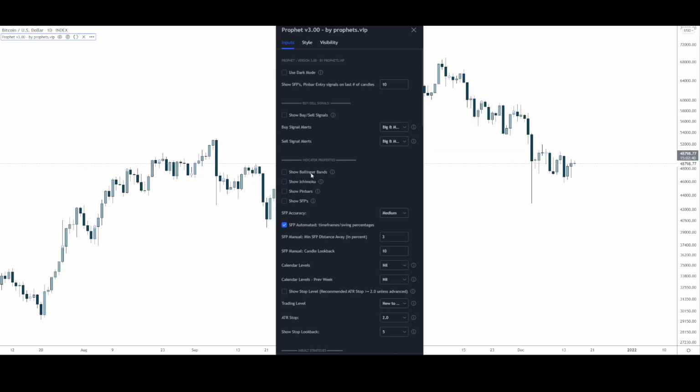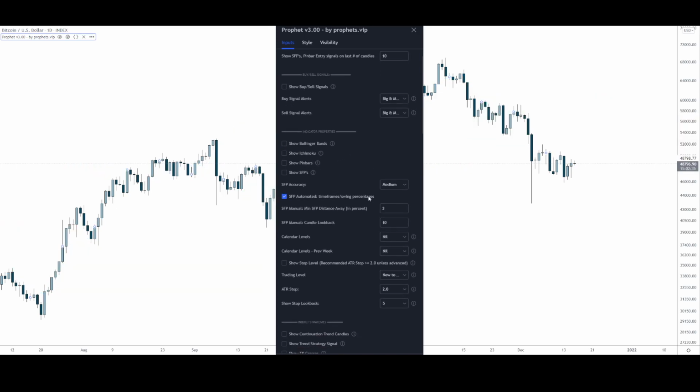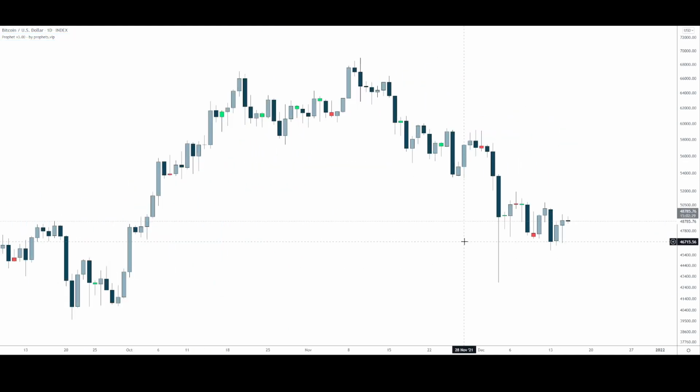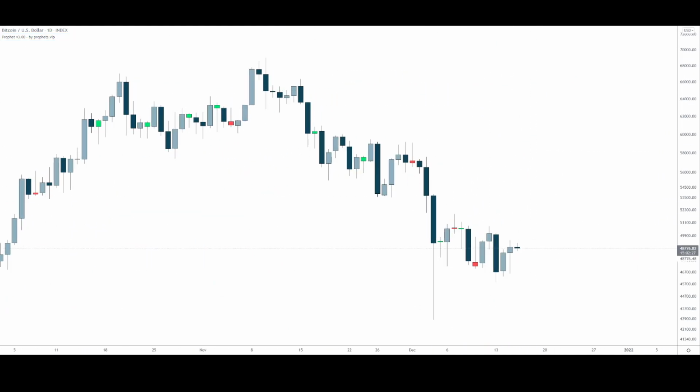Okay, so we've got Ichimoku, Bollinger Band. They're just the default ones, nothing special about them. You can change the colors of those down here, and there's the color section. Next up is Pinbars. This is one that we've added. This is a feature that was a part of the initial indicator. Just highlights the Pinbar candle.